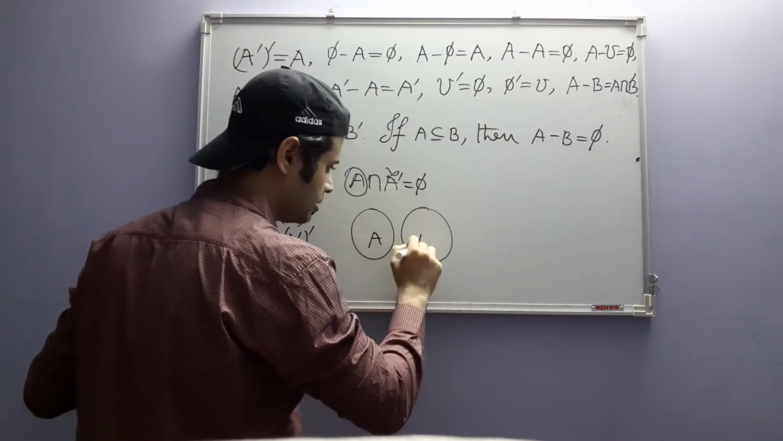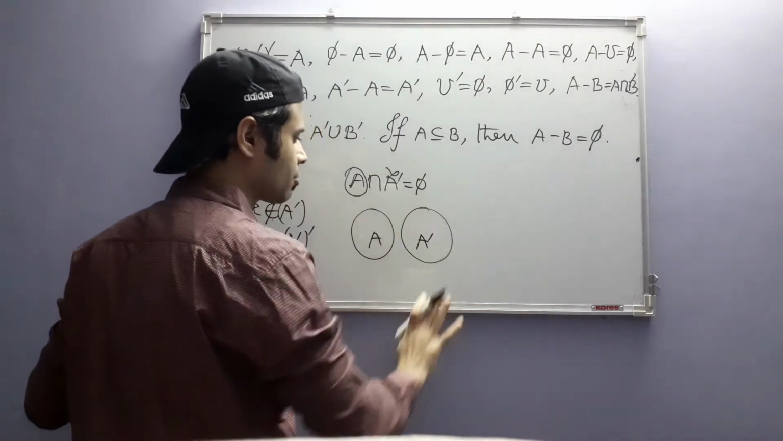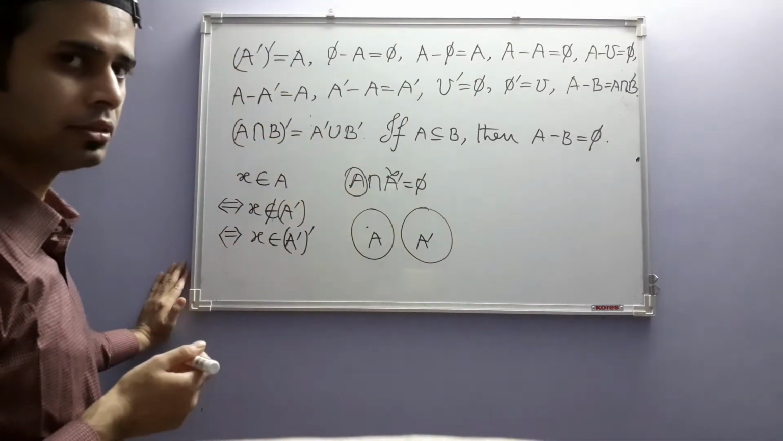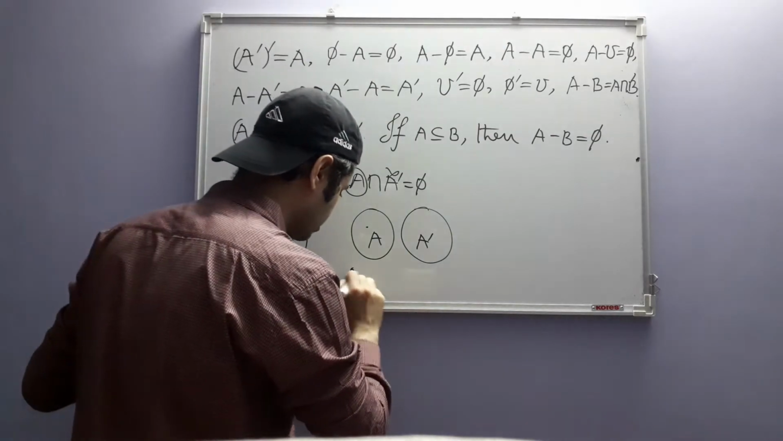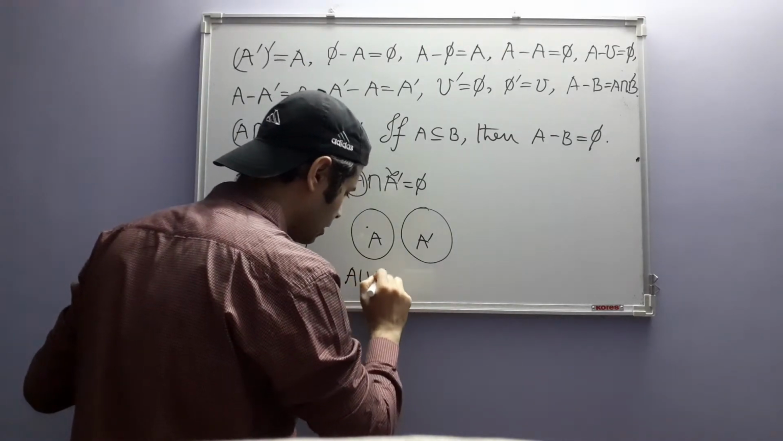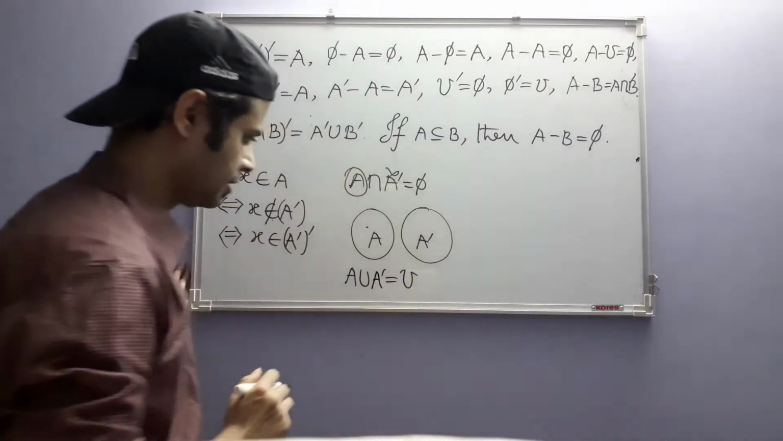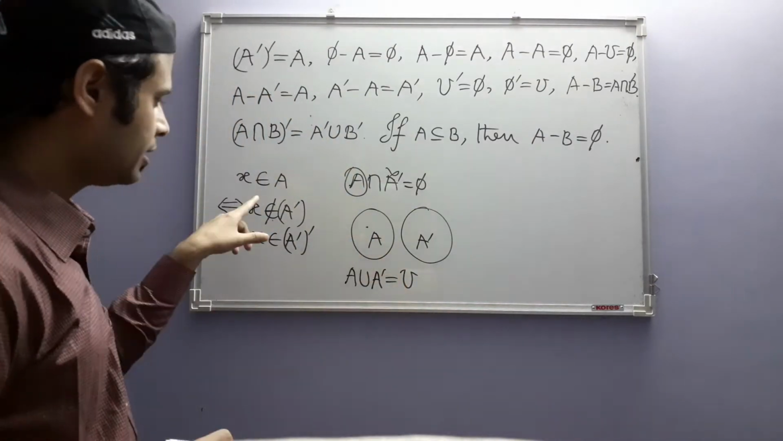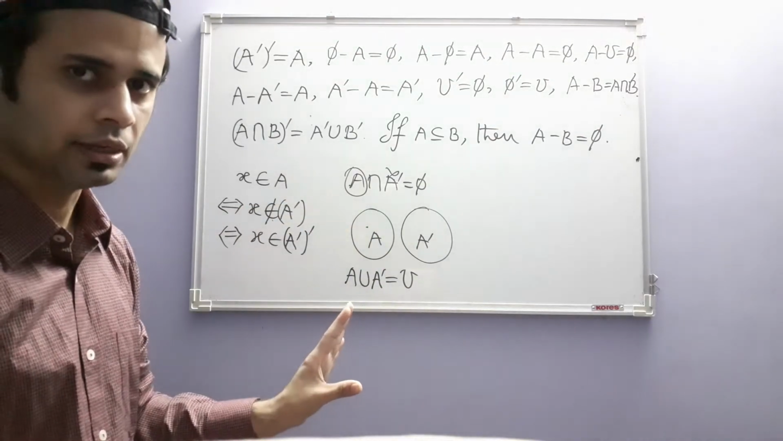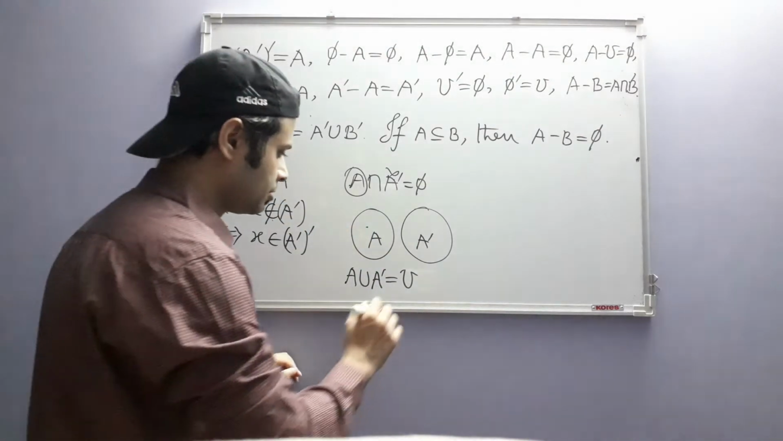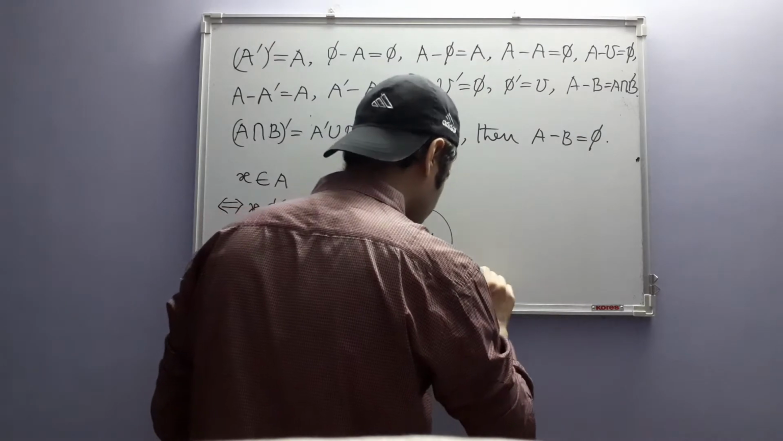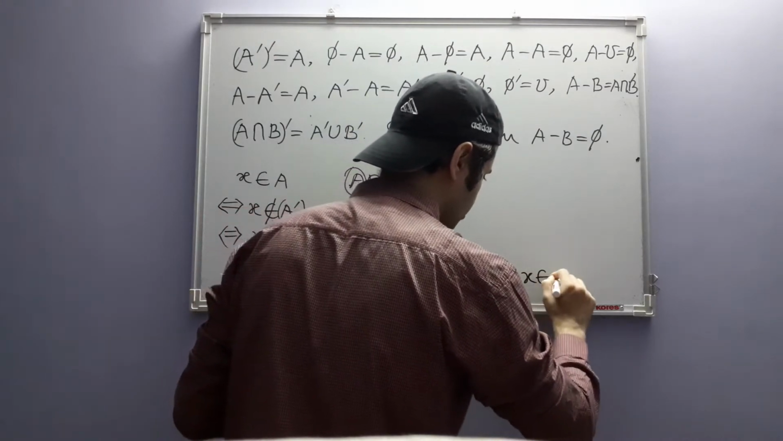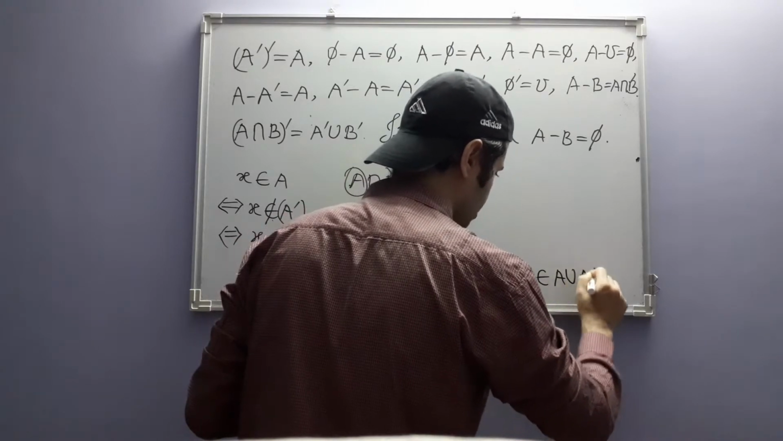This is A complement. X is not here. Then X has to be here. Why? That is because A union A complement is the universal set, and we know that every element belongs to the universal set in the discussion. So any X belongs to U, which implies X belongs to A union A complement.